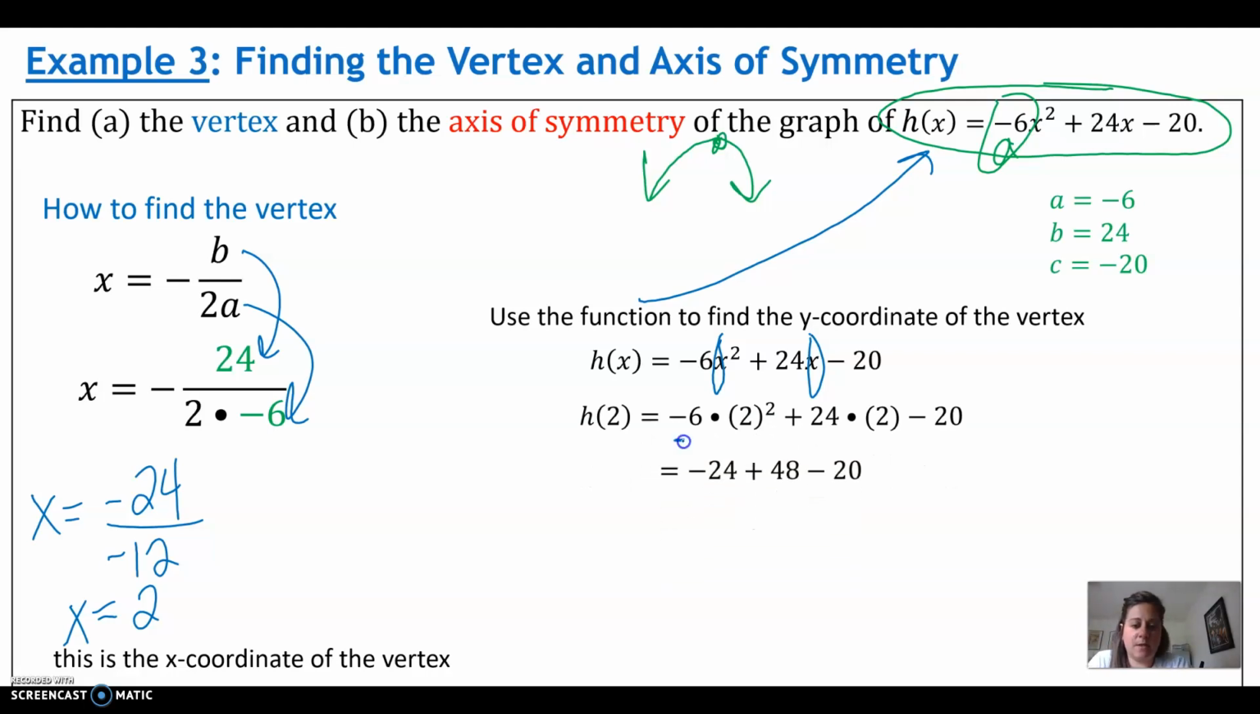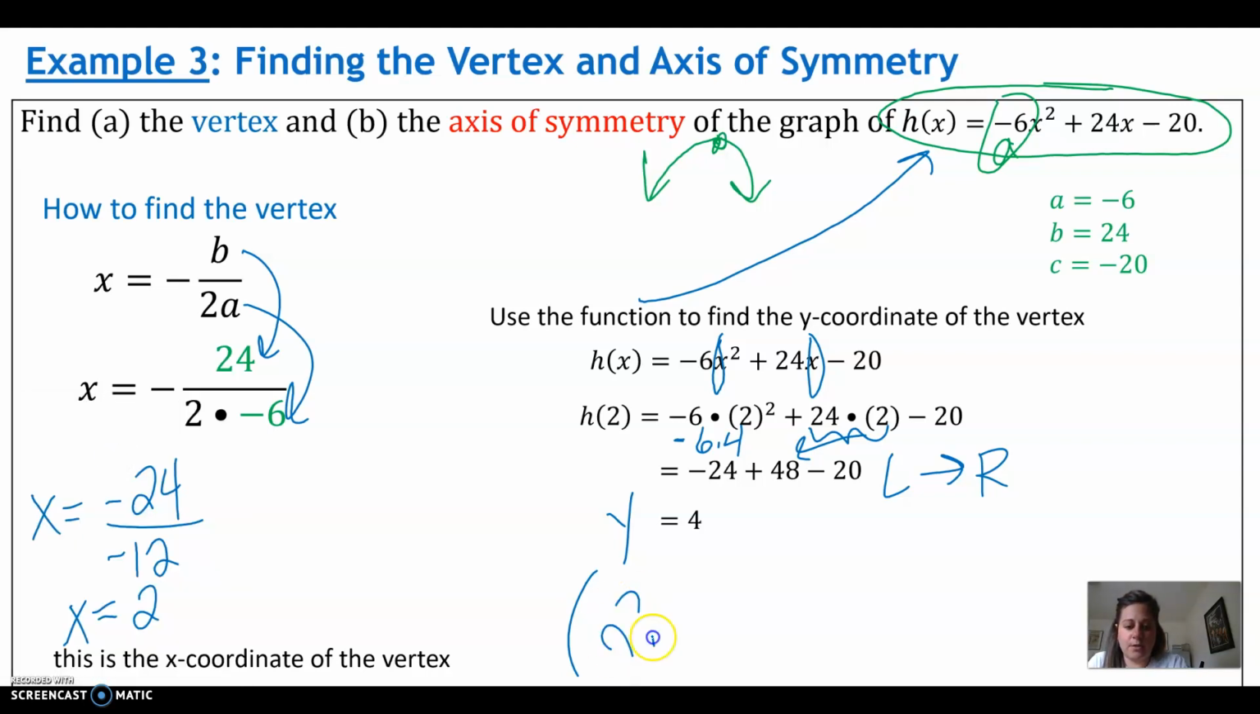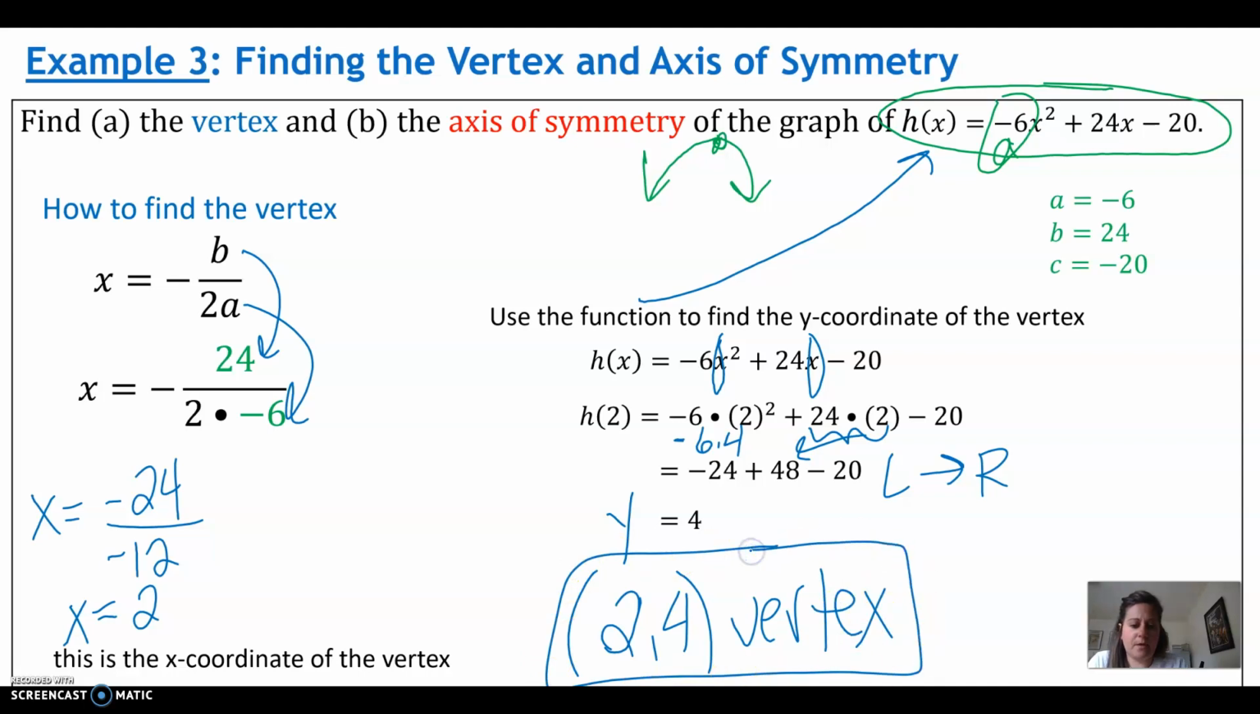And if we do this, we get -6 times 4. That's where the 24 came from. And then 24 times 2, which is where the 48 came from. You're going to work left to right. So y equals 4. So your vertex is (2, 4). Okay, so now let's change slides and we'll find our axis of symmetry.